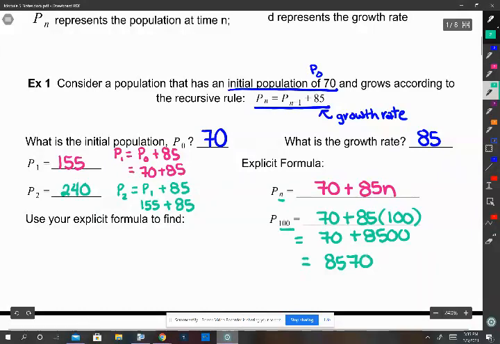8,570. And I can just use my explicit formula a lot easier instead of me having to go P1, P2, all the way to P100. Because in order to find P sub 100 in a recursive, I would have to know what happens at P sub 99, which means I would have to go through all of that process. Whereas if I use an explicit, I can just plug in my 100 and get my answer out.